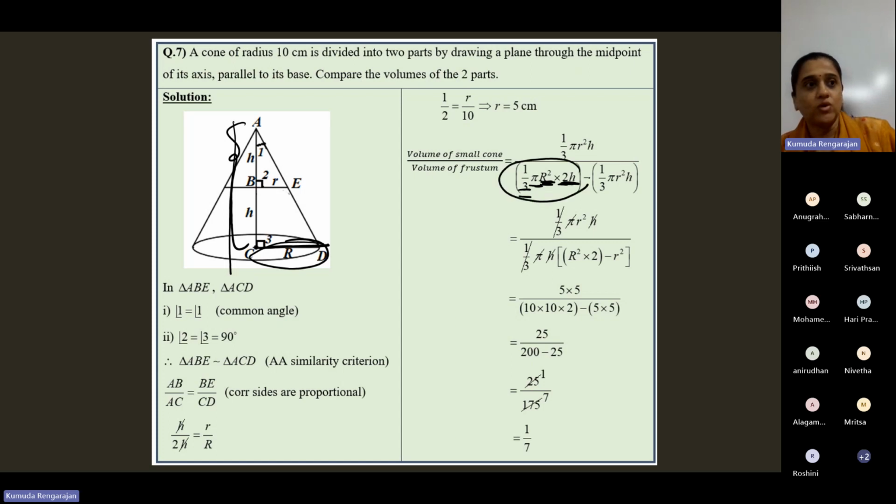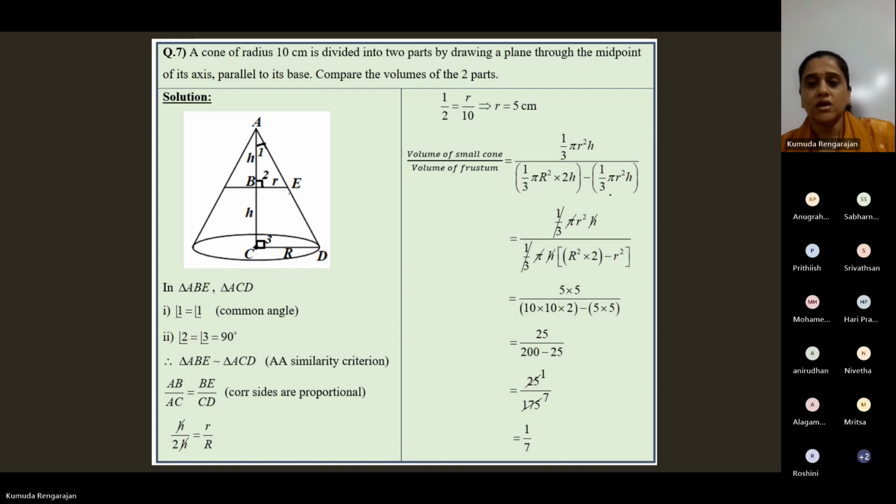This is the volume of the full cone minus the volume of the small cone. Okay, what's the volume of the small cone? This one. This is the volume of the small cone. So that will be the volume of the remaining portion, the frustum. The volume of the whole cone minus the volume of the small cone is the volume of the frustum.